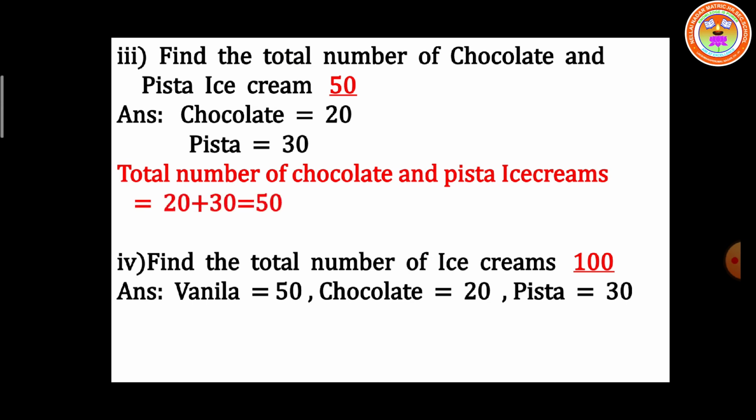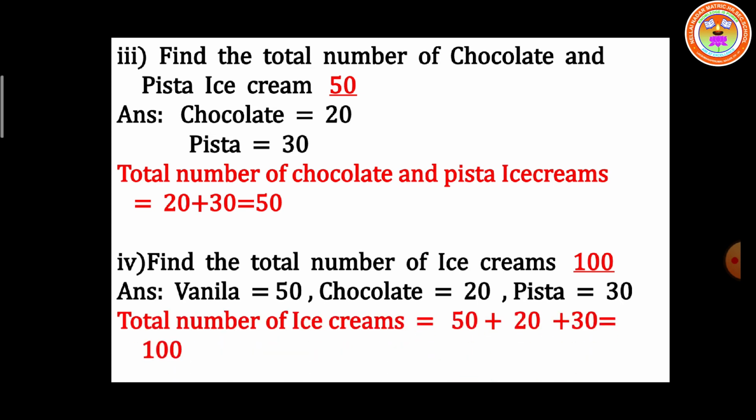Now, find the total number of ice creams. See how many flavors are there? 3 flavors. Vanilla 50, chocolate 20 and pista 30. So, now we want to add all the 3 flavors. The total answer is 50 plus 20 is 70. 70 plus 30 is equal to 100. Is it clear?